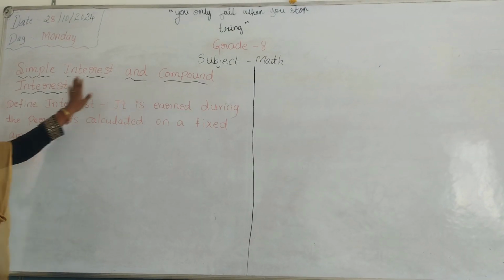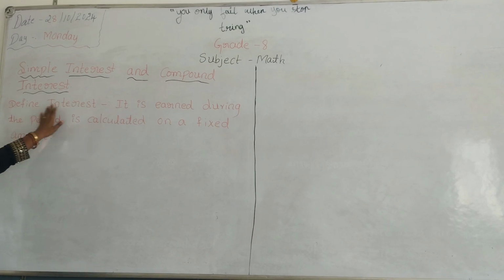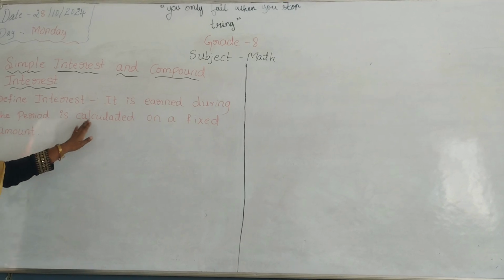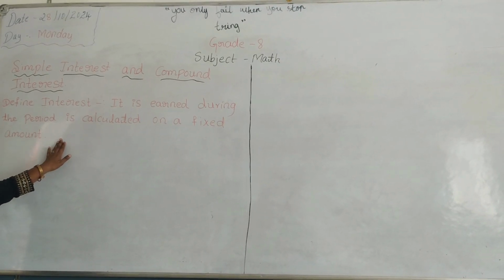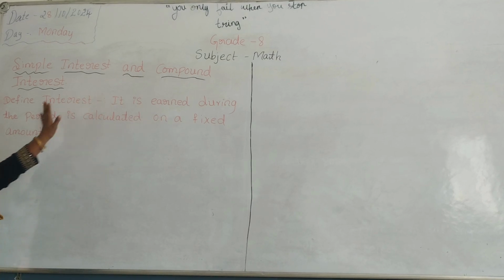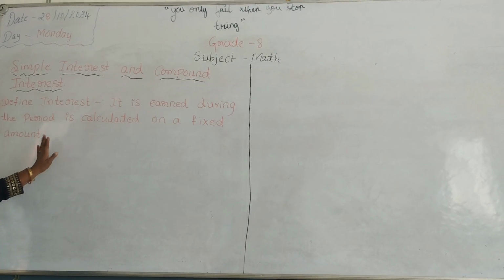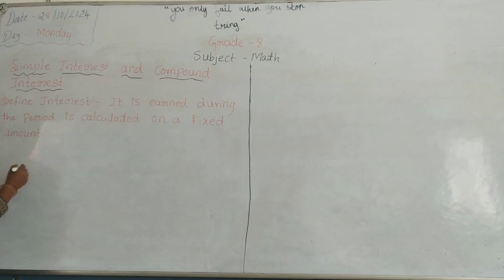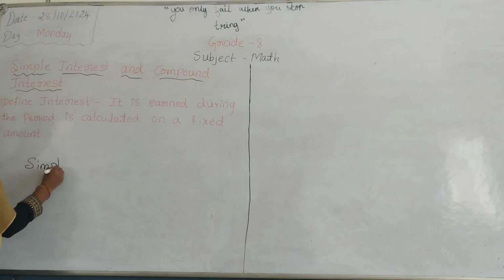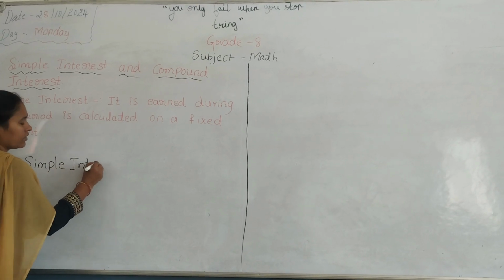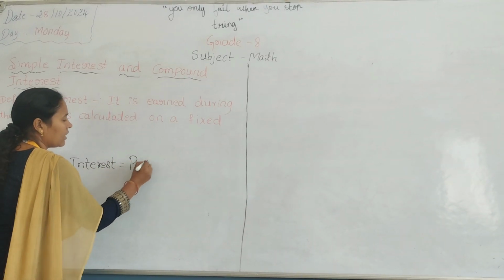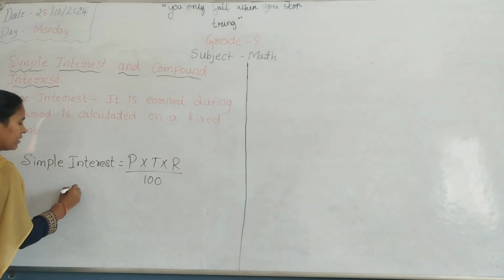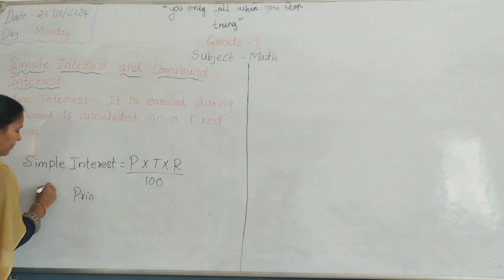Simple interest and compound interest we study today. Define interest. What is meant by interest? It is the amount calculated during a period on a fixed amount. We have to find the interest. We have the formula: simple interest equals principal into time into rate divided by 100, children. Here P means principal.